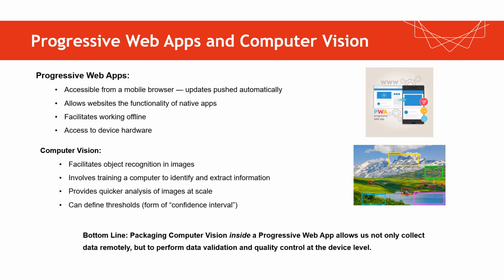What we've done here is actually take these two tools and combine them together, packaging a computer vision technique inside of a progressive web app to allow us not only to collect information in fairly remote places, but to perform data validation and quality control at the device level at the time that we're collecting information. And next, we'll kind of turn to the use case to show you what we mean by this.